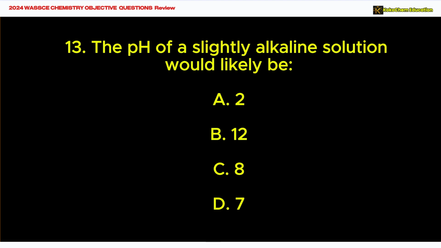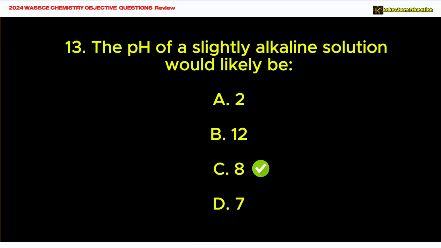13. The pH of a slightly alkaline solution would likely be A. 2, B. 12, C. 8, D. 7. The correct answer is C.